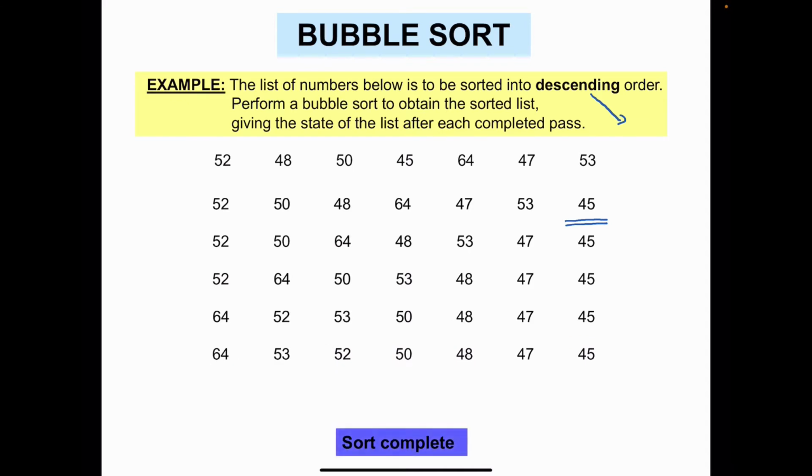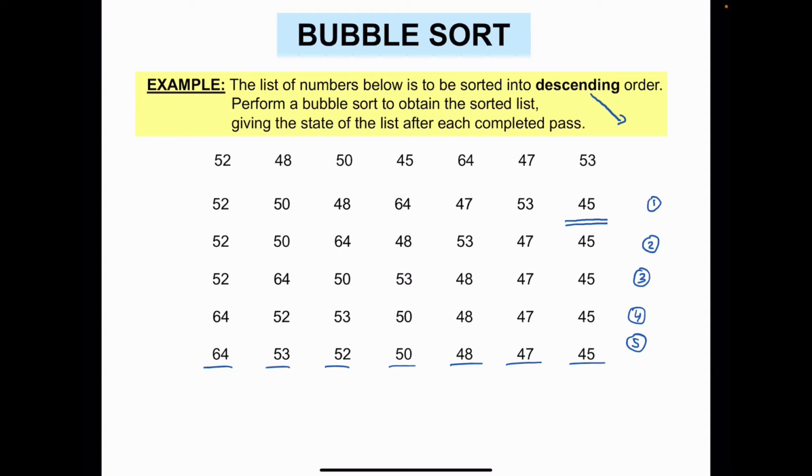Now it's completed. So we had 1, 2, 3, 4, and 5 passes. Because in this one, you're not going to switch any number when you compare the adjacent neighbors or items.